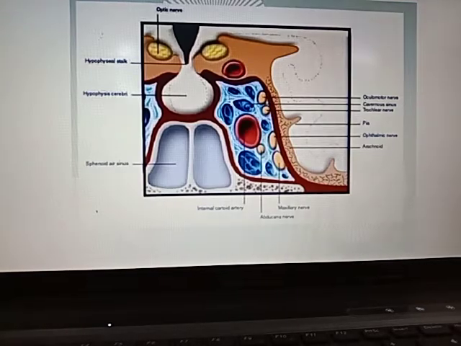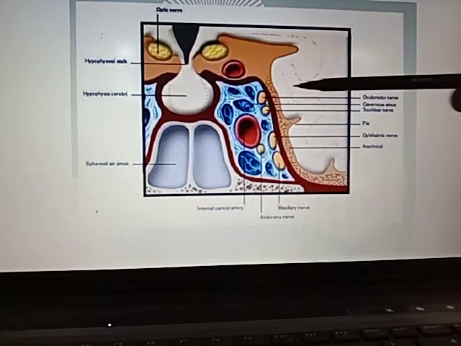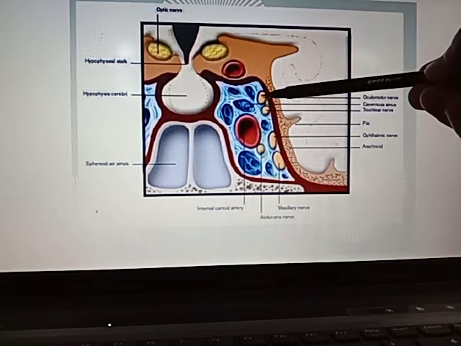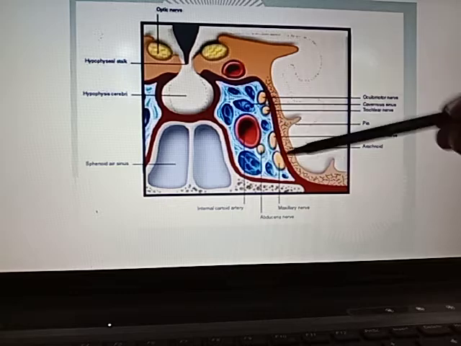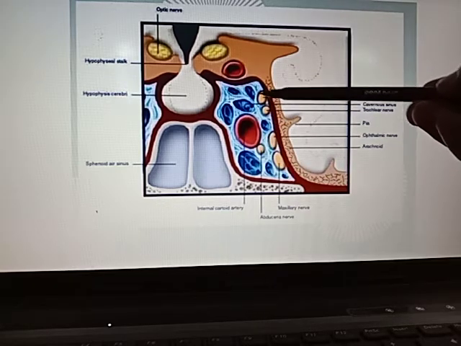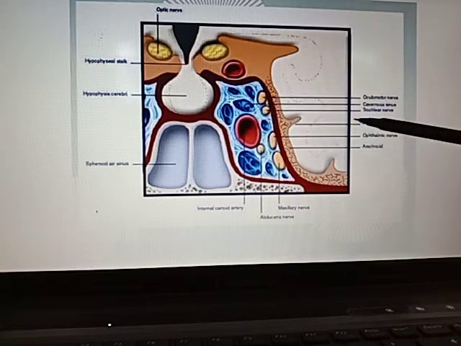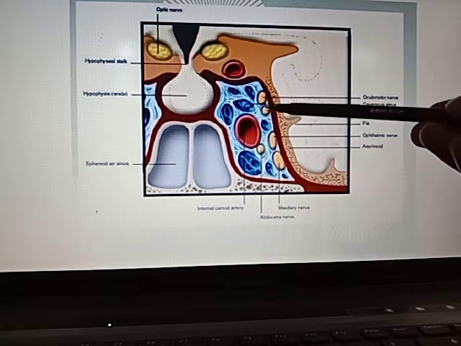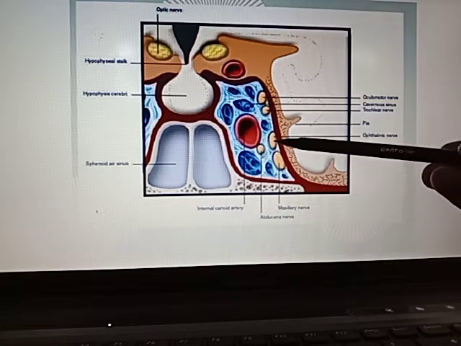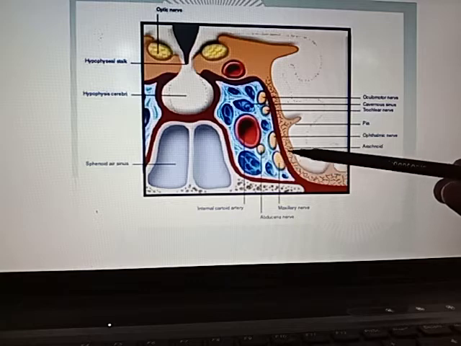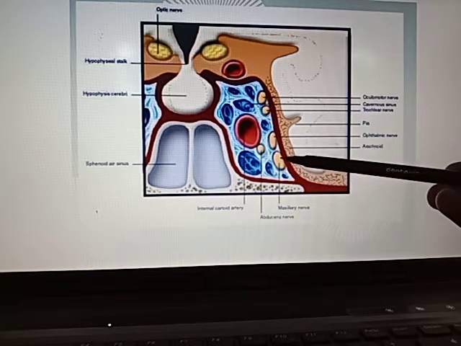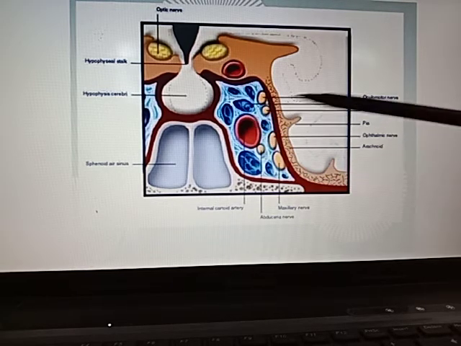If we take this part, this oculomotor nerve lies on the lateral wall and is the most superior of these nerves. This is the oculomotor nerve. This is the cavernous sinus. This is the trochlear nerve, which lies below this oculomotor nerve. This is the ophthalmic division. This is the arachnoid mater, and this is the maxillary nerve, and this is the internal carotid artery.